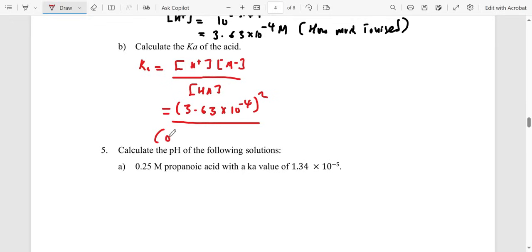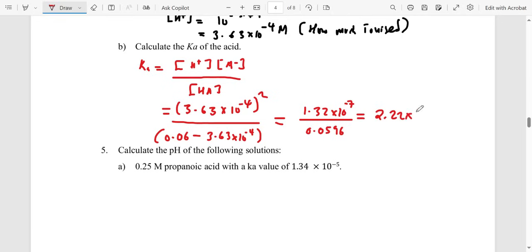It is 0.06 minus x. x is what? It is 3.63 times 10 to the power negative 4. So if you punch it in, you first have 3.63 times 10 to the power negative 4 squared. That will give us 1.32 times 10 to the power negative 7. In the denominator, when you subtract these two values, you are going to get 0.0596. Then if you divide them, you are going to get 2.22 times 10 to the power negative 6.